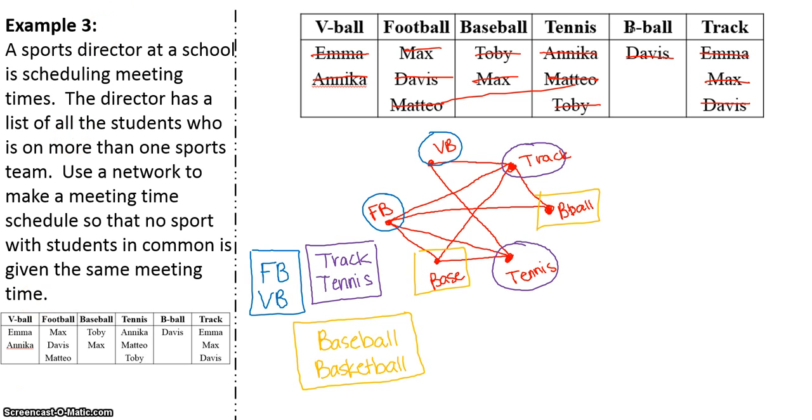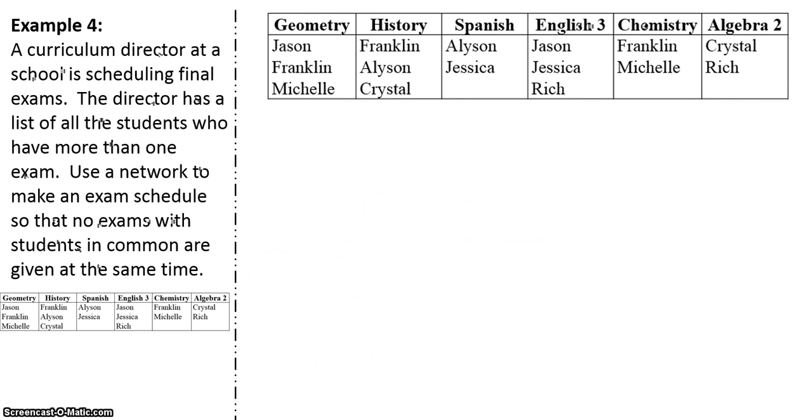Now let's go to the next one, which is your last example. So go ahead and pause and see if you can come up with a network. Remember, these will be your nodes: geometry, history, Spanish, English 3, chemistry, and algebra 2. And then you only connect them together if they have a student in common. So go ahead and pause and do that.